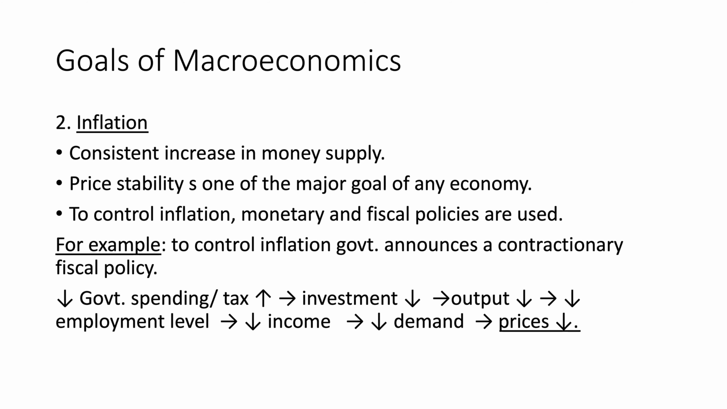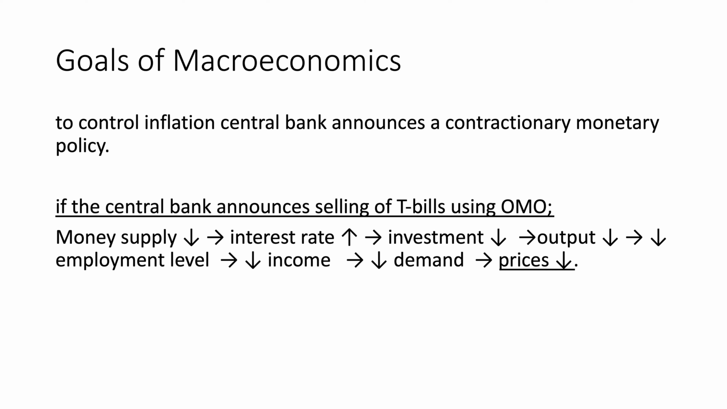However, if the central bank this time wants to control inflation, it is again going to announce a contractionary monetary policy. Contractionary monetary policy means that the open market operations tool used is going to be the selling of T-bills, which means that the securities will go to the commercial banks and cash reserves will go to the central bank. Money supply is going to be reduced. When the money supply decreases, the interest rate increases, which discourages investment in the market because the cost of borrowing is increasing. Output decreases, employment level reduces, income decreases, demand decreases, and again price decreases.